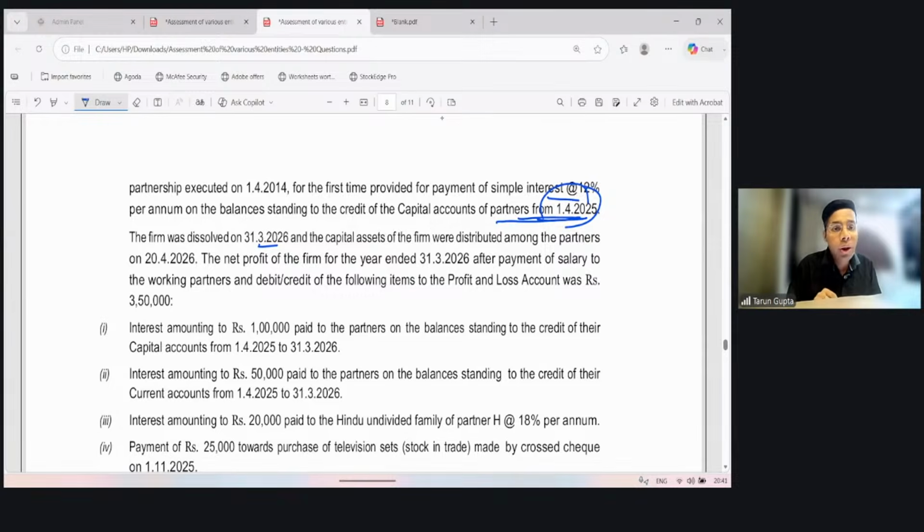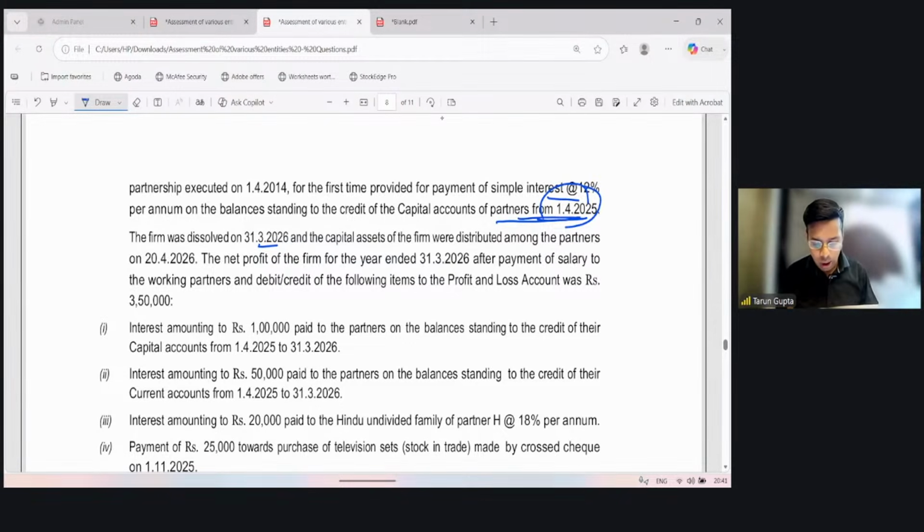The dissolution happened on the last day of the previous year, 31st March 2026, and whatever the asset was there, it was distributed to the partners on 20th April. The net profit of the firm for the year 31st March 2026, after payment of salary to the working partner and debit or credit of the following items to the P&L account, was 3,50,000. So 3,50,000 is the profit after payment of the salary.